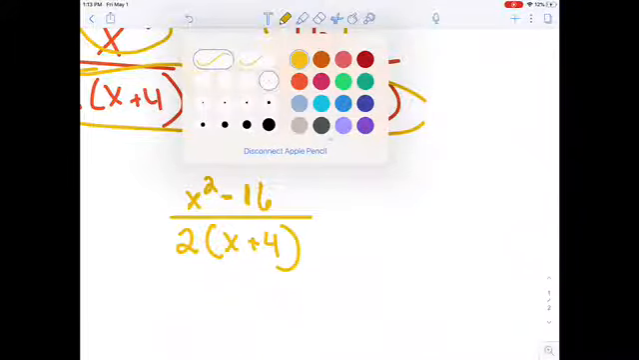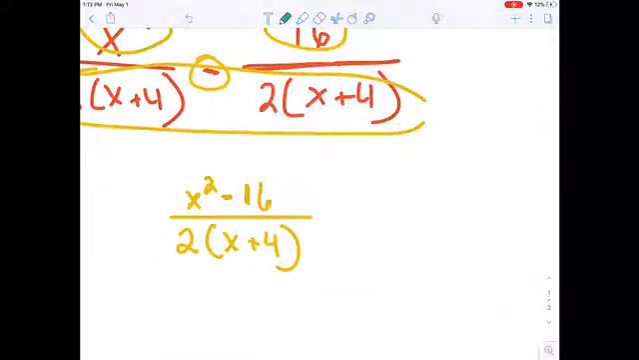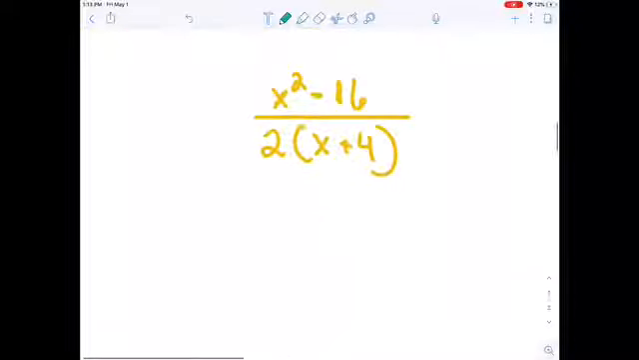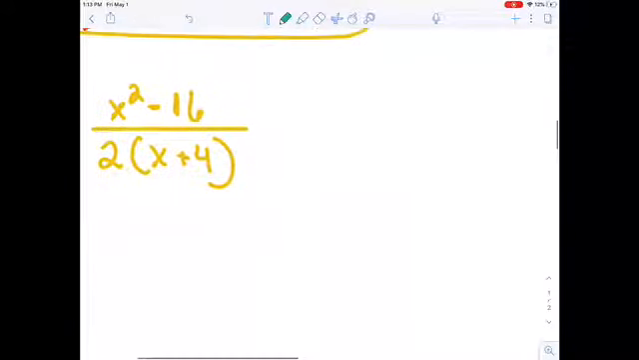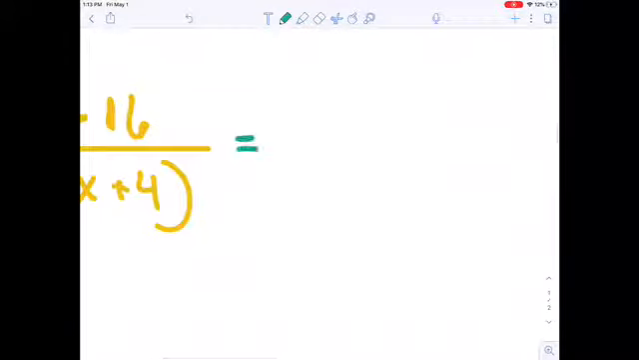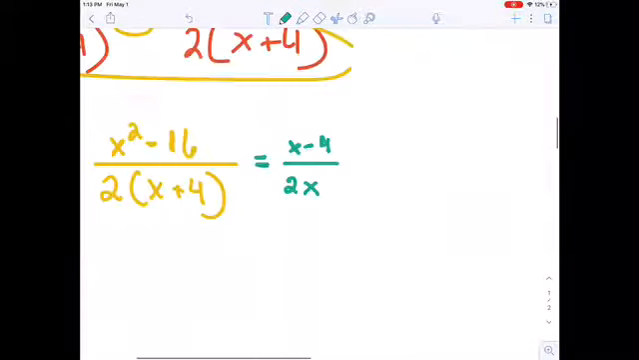And then with this, I can simplify my problem even further, and I can simplify it to x minus 4 over 2x. And that is my final answer.